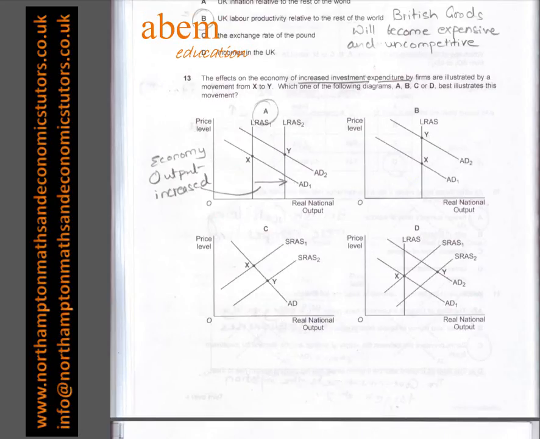Question number 13. The effects on the economy of increased investment expenditure by firms are illustrated by a movement from X to Y. Which one of the following diagrams, A, B, C or D, best illustrates this movement? I have said the answer is A, because we can see the LRAS is moving outwards from point X to Y, and AD is also increasing because the investment has increased, and it will also make a shift in the supply side. So economic output has increased, and we can see a very small rise in the price level from X to Y.